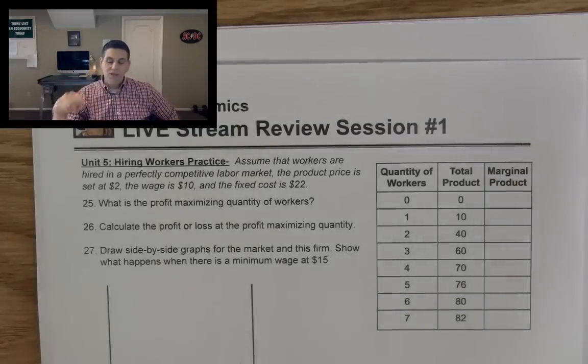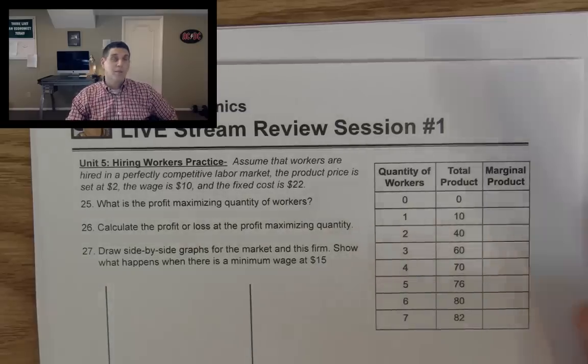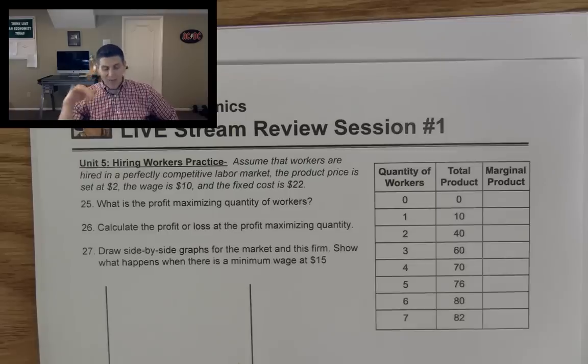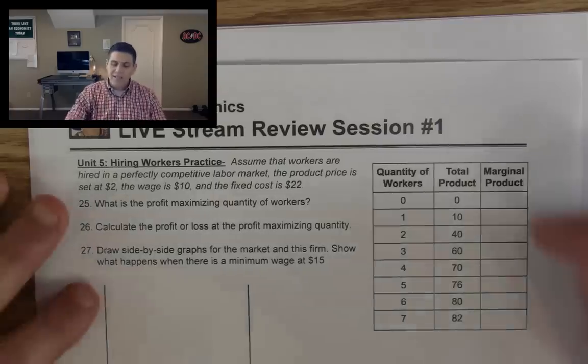So with that information, you have to figure out the marginal product, the marginal revenue product, the marginal resource cost. How many workers should you hire? And calculate the profit or loss. And then we'll draw a graph and talk about minimum wage that goes on that graph as well. Okay? So right now, go ahead and get ahead of me as much as you can. At the very least, let's go ahead and fill out the marginal product. So let's do that, and we'll do it together.